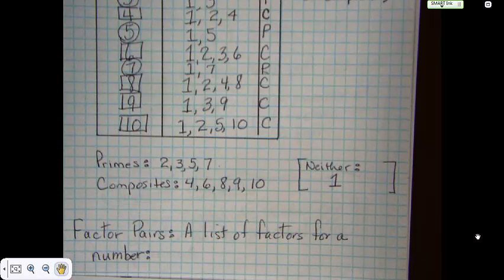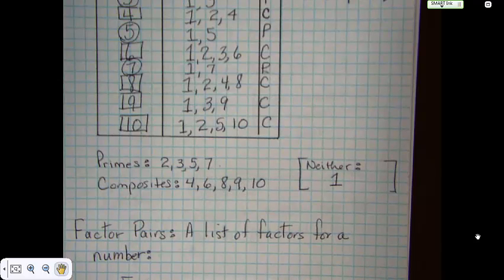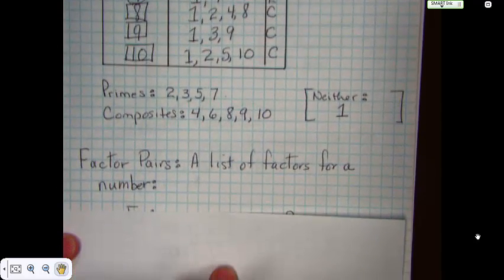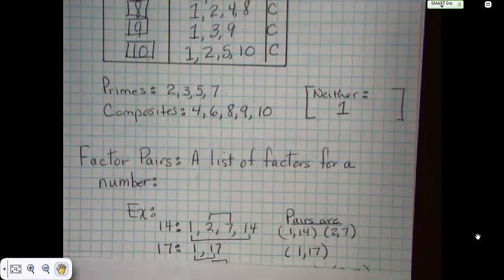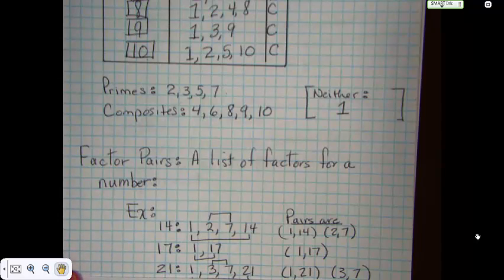Now, we're just going to talk just a little bit about factor pairs because they just fit right in with what we were just talking about. A factor pair is a listing of two numbers that multiplied together make another number. For instance, 1 times 2 is 2. So that's a factor pair. Example, when we get into some larger numbers, if we take 14, for instance, it is a composite number because there's more than 2 factors.